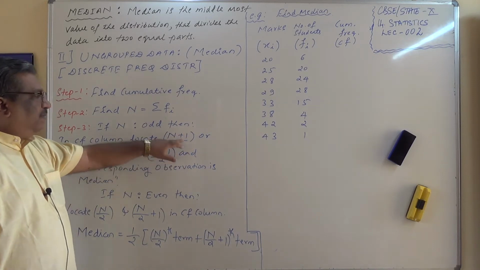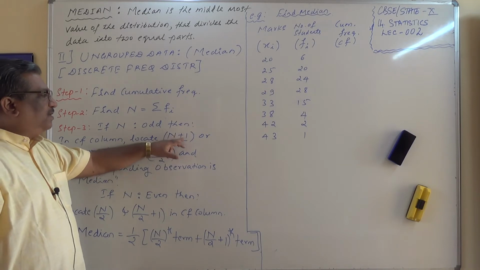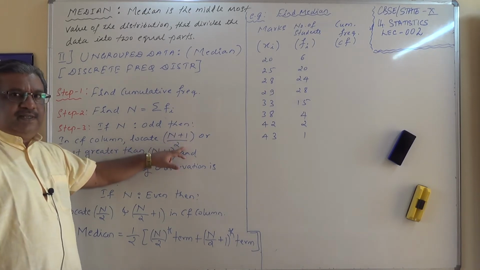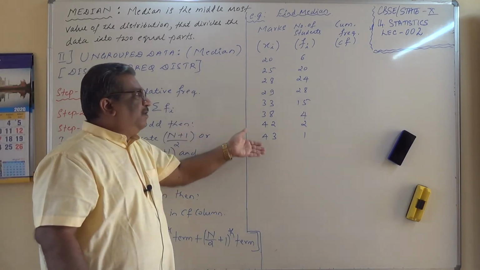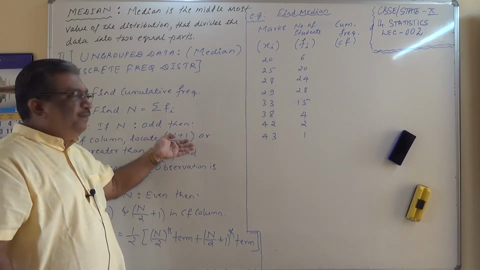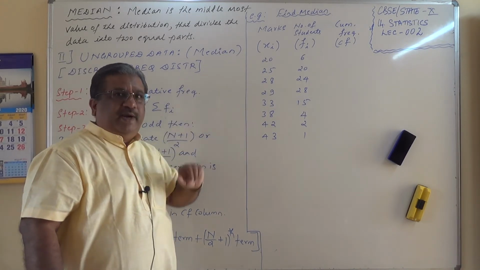Suppose this n plus 1 by 2 is not available exactly. In that case, just greater than n plus 1 by 2, we have to locate in the CF column, and the corresponding xi, that is the corresponding observation, gives you the median.